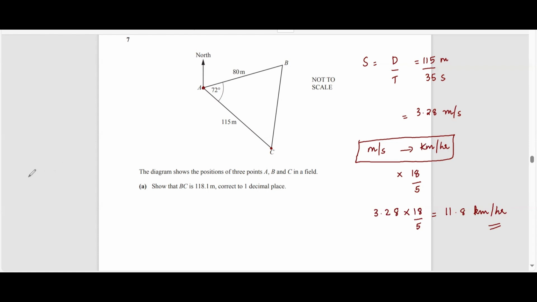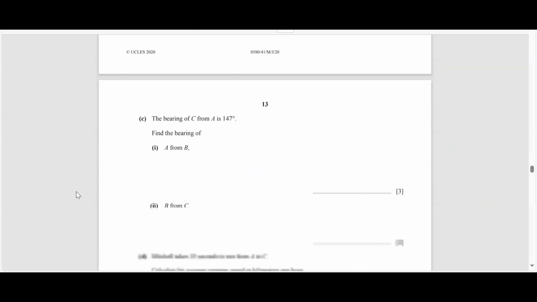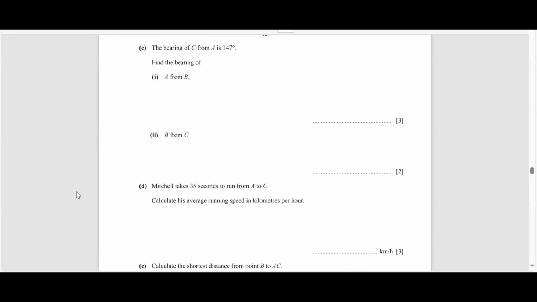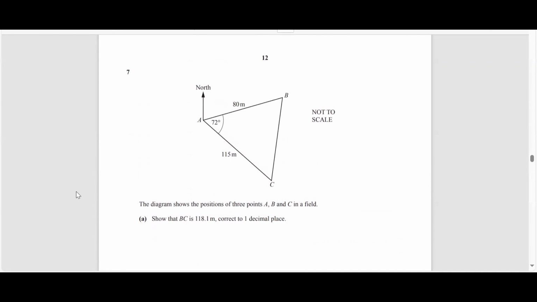Now let's see the last portion. That is, calculate the shortest distance from point B to AC. Shortest distance from point B to AC is always the perpendicular distance. The perpendicular distance from B to AC will be the shortest distance. So that is what we need to find out here. Perpendicular distance means the angle will be 90 degrees. Now, what I'm going to do is find out the area of this triangle first, ABC.